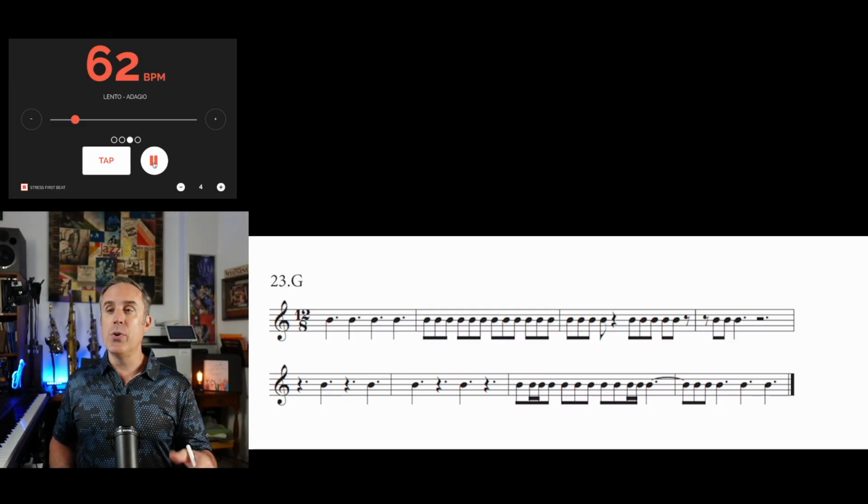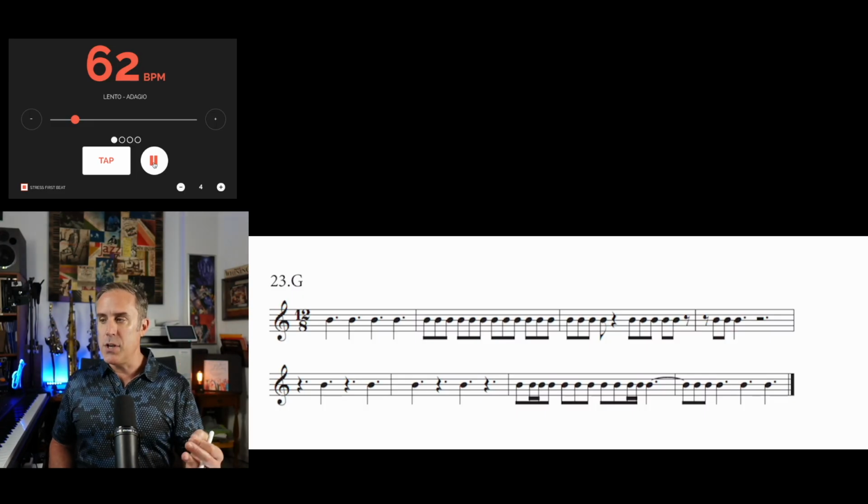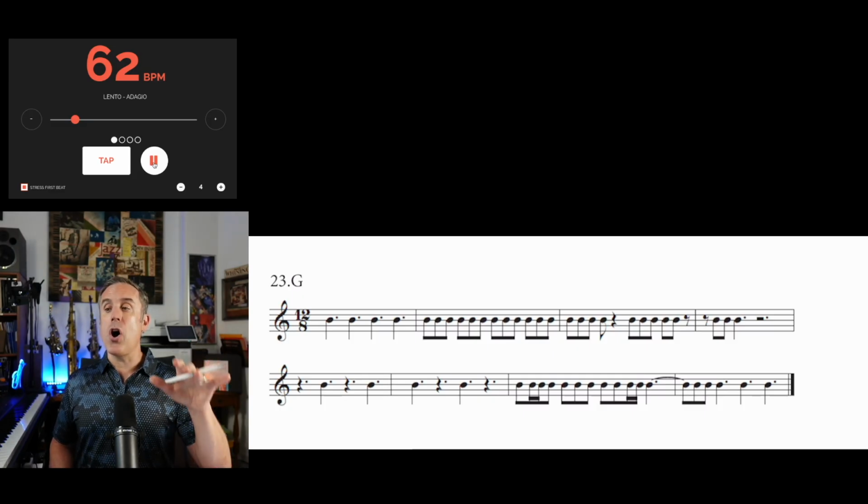1, 2, ready, and ta, ta, ta, ta, ta, ta, ta, ta, ta, ta, ta, ta, ta, ta, ta, ta, ta, ta, ta, Tik-A Tee, ta, ta, ta, ta, ta, Tik-A ta, ta, ta, ta, ta, ta.